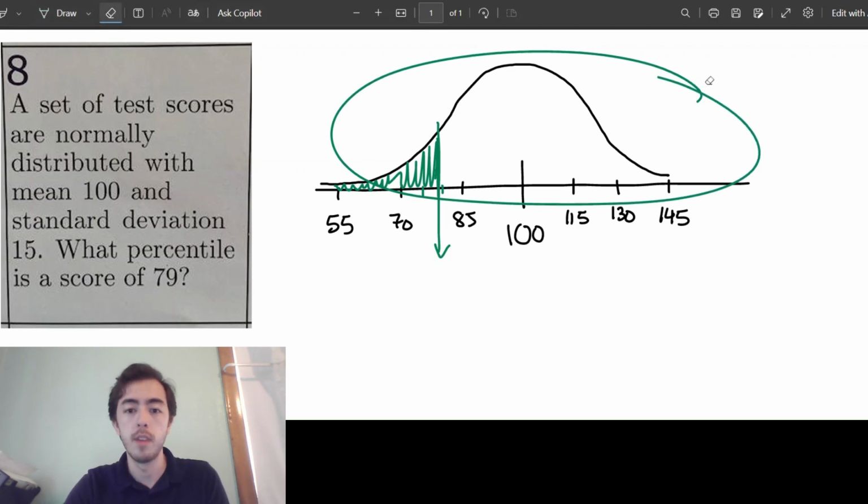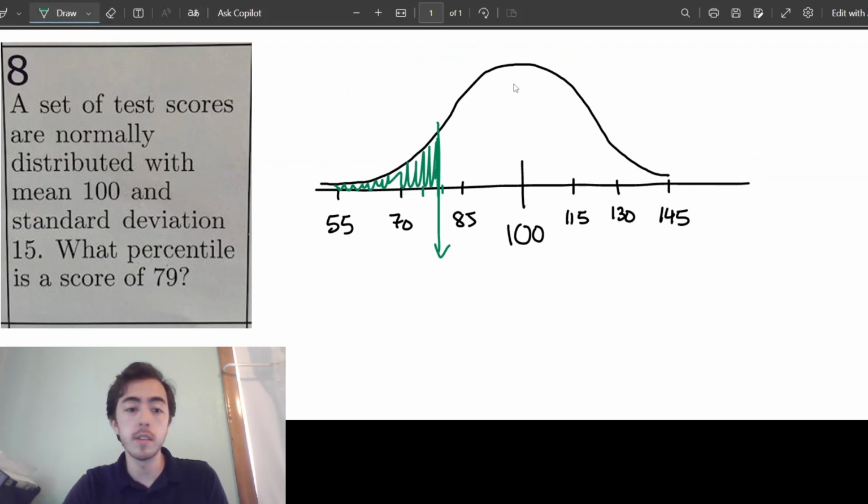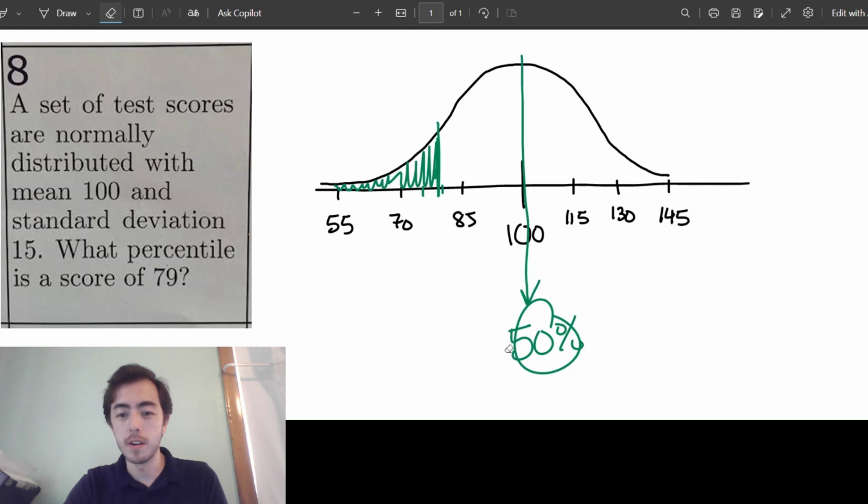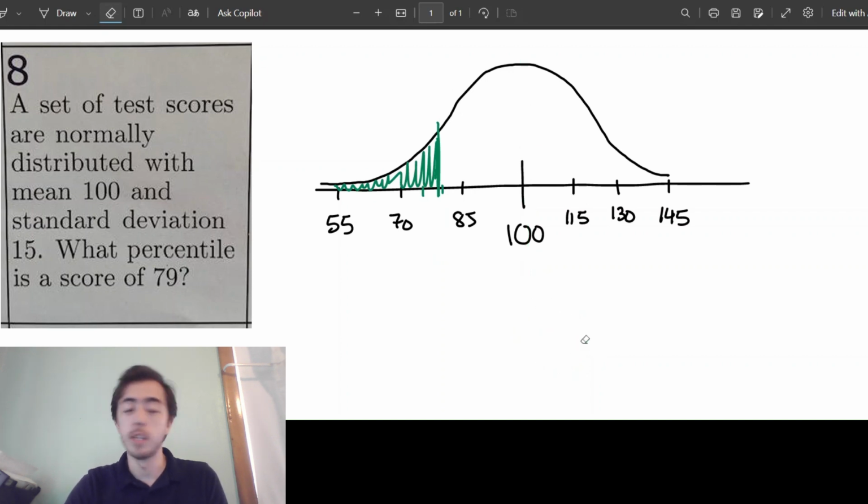This problem would be super easy if it asked what's the percentile of a score of 100, because then we would know that there's 50% of people who are at or below your score, and so the answer would just be 50 if this were a 100 here. But since it's not, it's a little bit harder. I do know that the answer is going to be well below 50% and probably under even 25%.